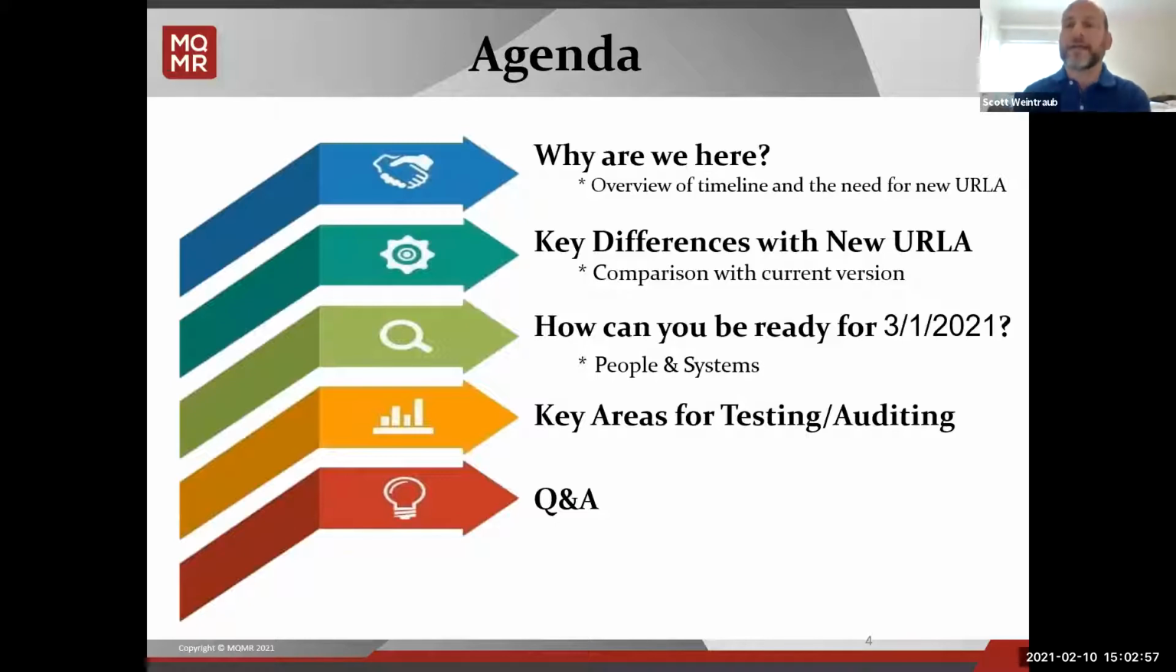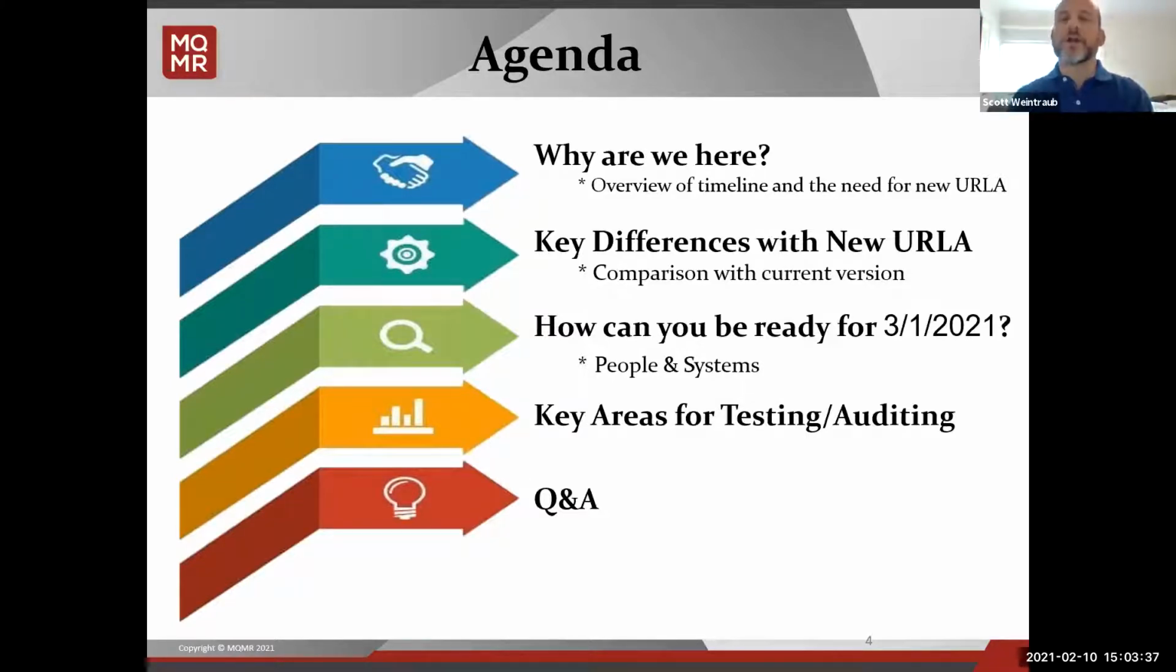So here's our agenda for the next 40 to 45 minutes or so. We'll talk a little bit about why we're here today, a little bit of the history or timeline, and what is needed for the new loan application, the new URLA. And then we'll take a look at it. We'll talk generally and specifically about what are some of the key differences between the new version of the application compared with the current version. Spoiler alert, there are a lot of differences. And so we'll take a look at some of the key differences today. And then how can you be ready?